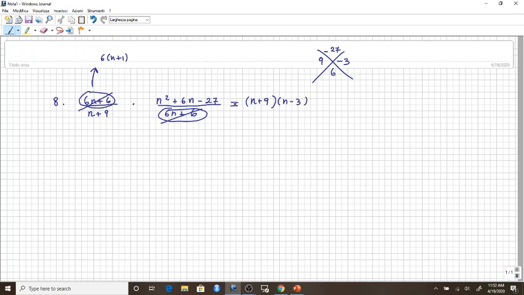And then there is still an n plus 9, right? N plus 9, and therefore this and this can be simplified. So your final expression, which is not a rational expression, is a linear expression, n minus 3. Okay? Alright, so I hope that this process is clear.